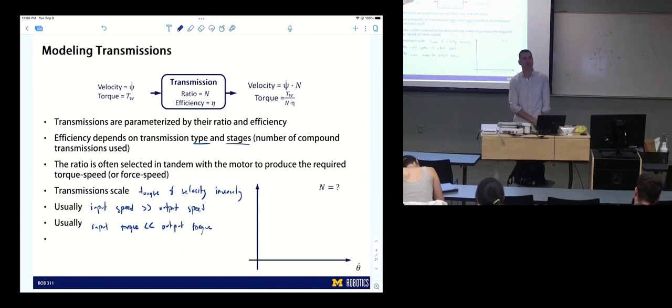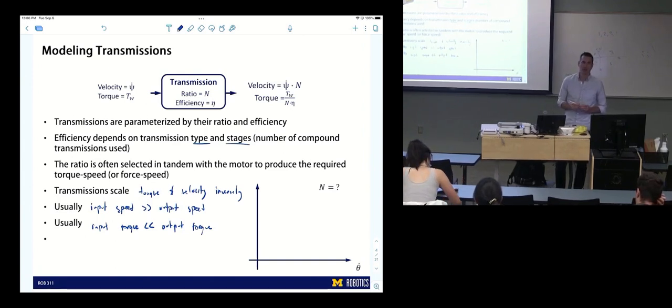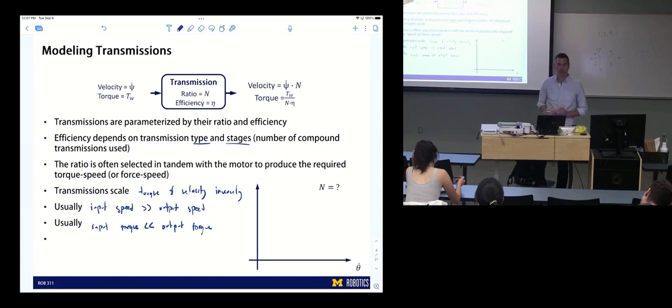Anybody know of an example of a transmission ratio that's less than 1? Something you might see in a car or a certain setting in a car. I'm not 100% sure of this, so don't quote me on this, but I think this is correct. You guys have heard of overdrive? An overdrive gearing, which is like your top gear. That's usually an inverted transmission ratio. That happens when the car is moving fast.